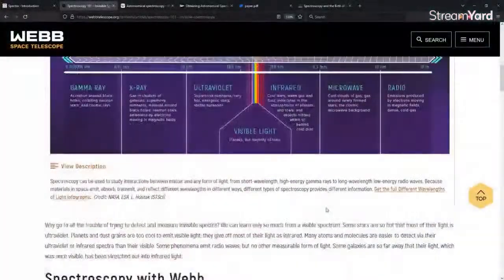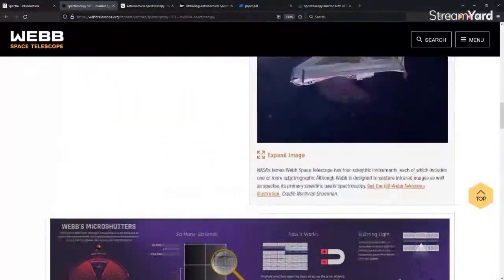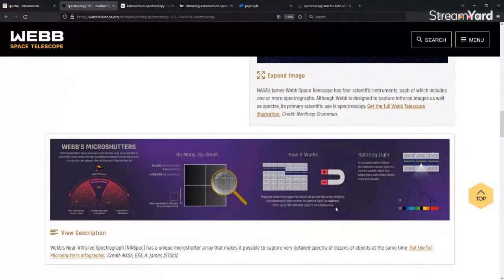But, since... Are we going back? No. Oh, yeah, to this. Okay, yeah. Here we go. No, this is just talking about the James Webb, how the James Webb does it. Well, that's cool. That's good stuff.